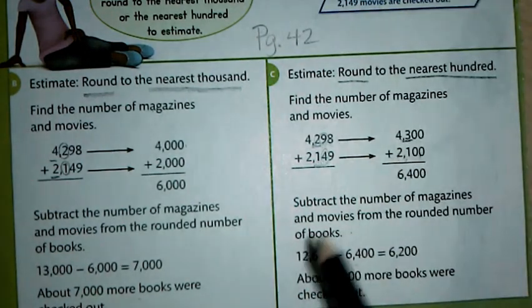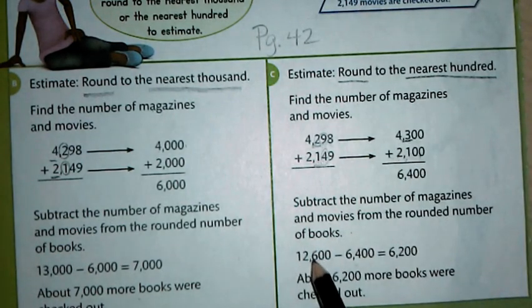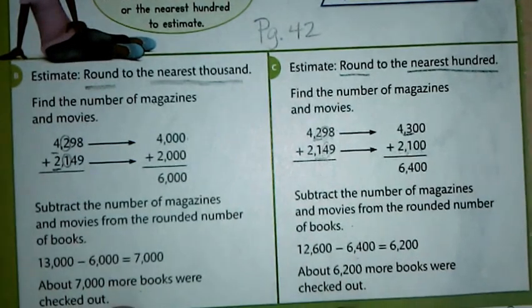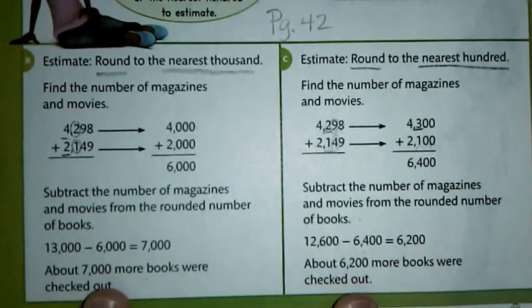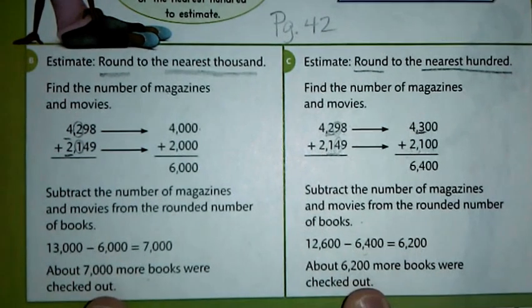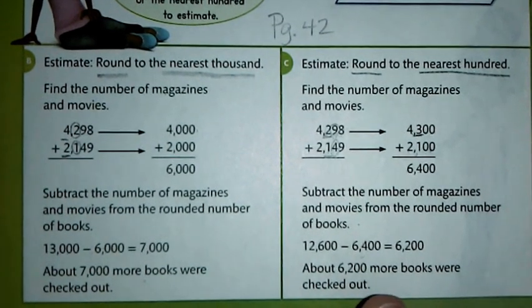12,642, which when we round it, it stays 12,600. Subtracting those gives us 6,200. So when we take a look at these two answers, they're both estimates, right? But they're about 800 different. And that's part of when we're doing our rounding and our estimating, depending on how accurate we want to be, is going to change the answer that we ultimately find.